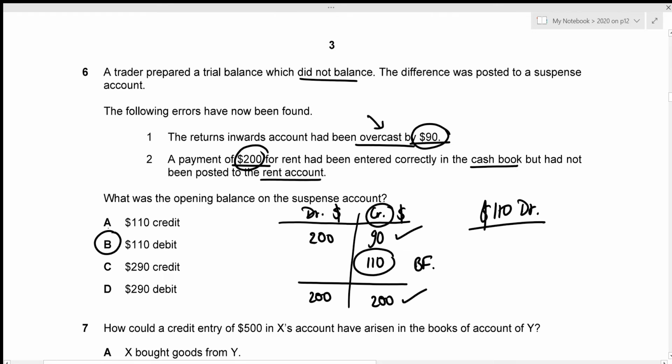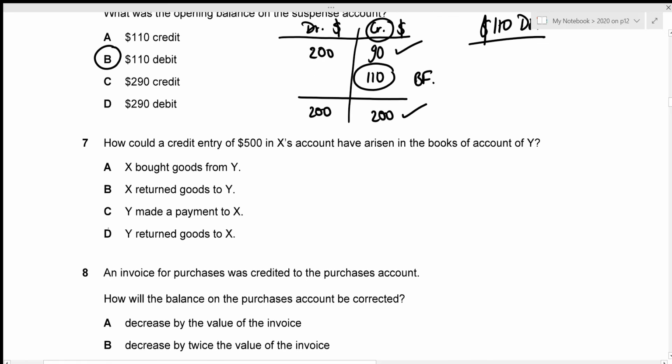Now we can move towards question number 7. How would a credit entry of 500 in X's account have arisen in the books of accounts of Y? So let's prepare a journal. We don't know what is on the debit side. That is what we need to figure out. But we know that X's account is on the credit side of the journal.